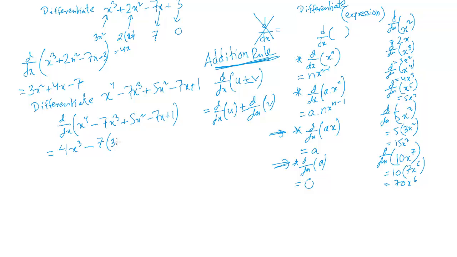Now 7 is the constant. X cubed differentiation is 3x squared. This would be 5 twice x, and this would be minus 7x, and the differentiation of 1 is 0. No need to write that. So 4x cubed minus 21x squared plus 10x minus 7. So this is the derivative of that. Now let's do a little bit more difficult expressions. So let's try out these.